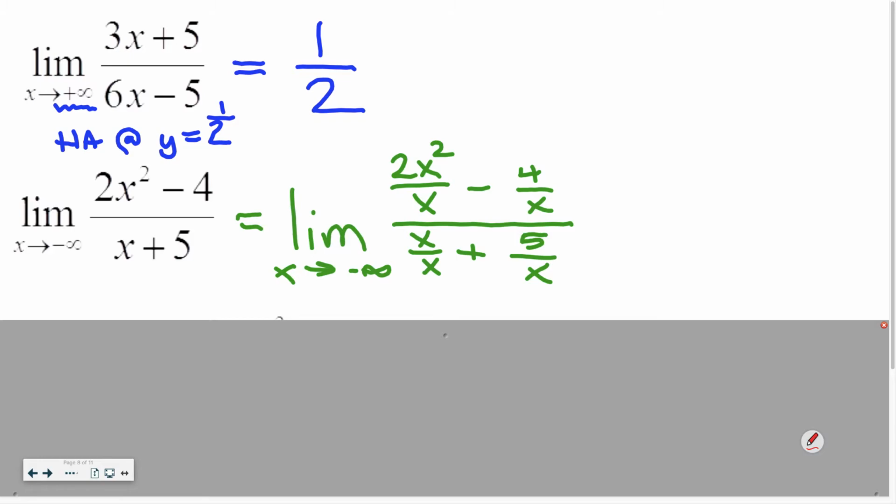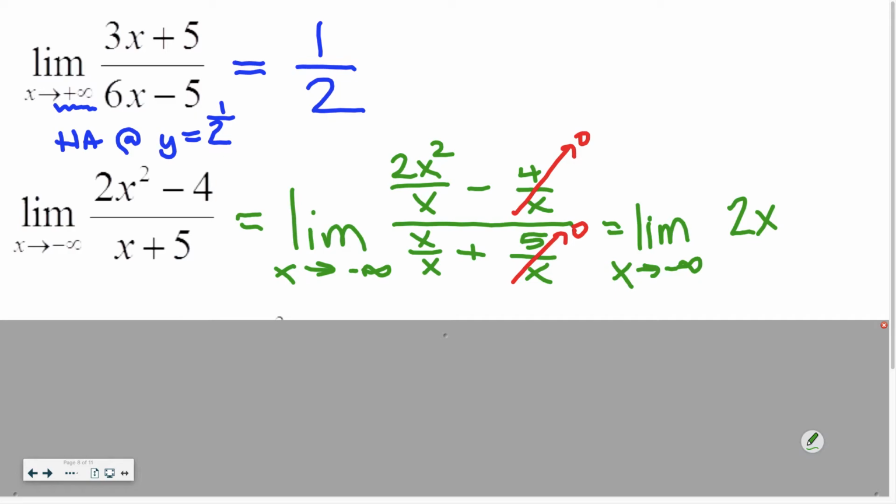The limit as x approaches negative infinity of 4 over x. Boom. Goes to 0. The limit as x approaches negative infinity of 5 over x. 0. It's very satisfying. Limit those out, right? So what we're left with is the limit as x approaches negative infinity of 2x squared over x, which would simplify to 2x, divided by 1. So if we simplify everything out, we're left with 2x.